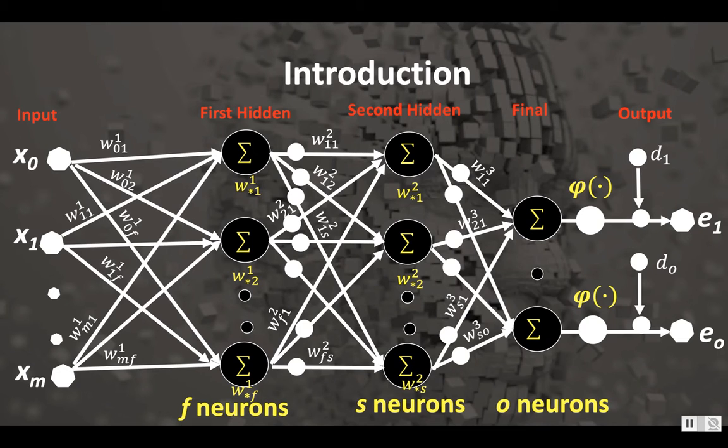So in this video, I'm going to introduce the basic structure of the multi-layer neural network. So here is a very general structure of the multi-layer perceptron. And here, let's explain all the components first, and then we can go into details.